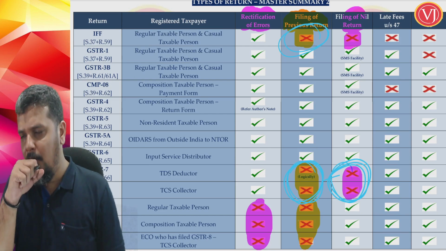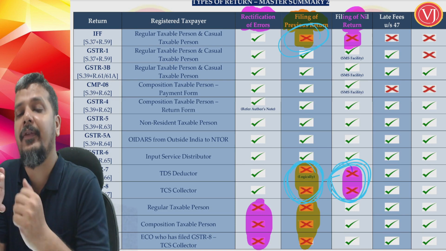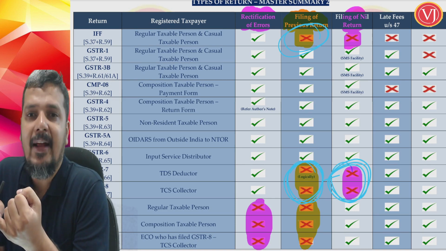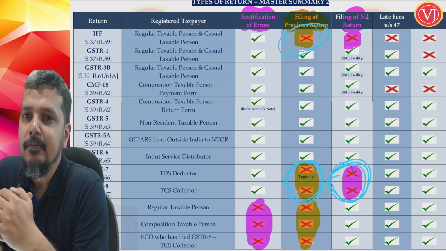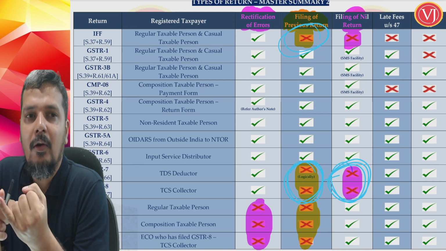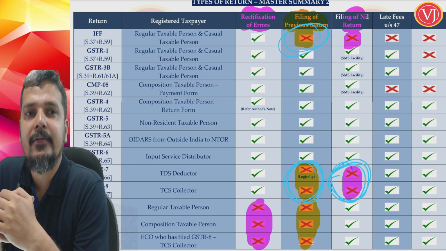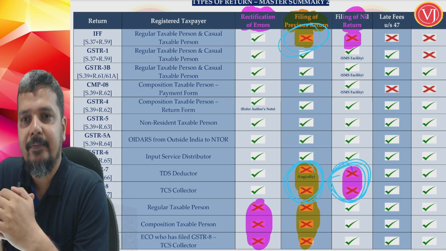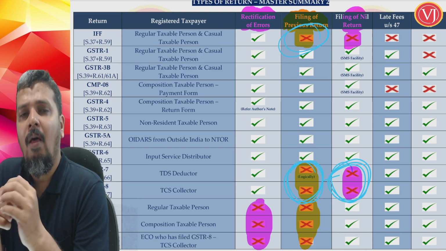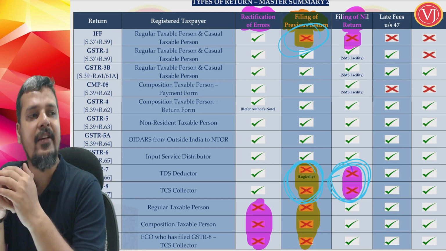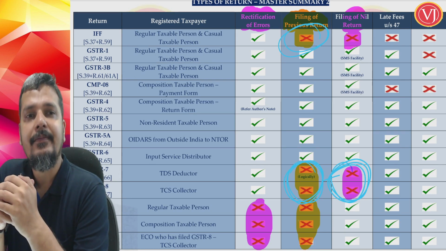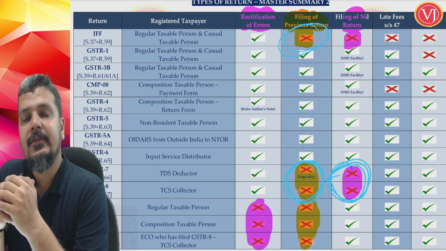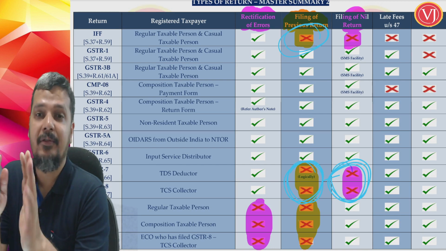return. Now the next question is a bit different. If you don't have a transaction, should you file a nil return? Yes. The normal answer is yes. Even if you don't have a transaction, you are required to file a nil return. Now there are exceptions, and the exceptions are a bit different.